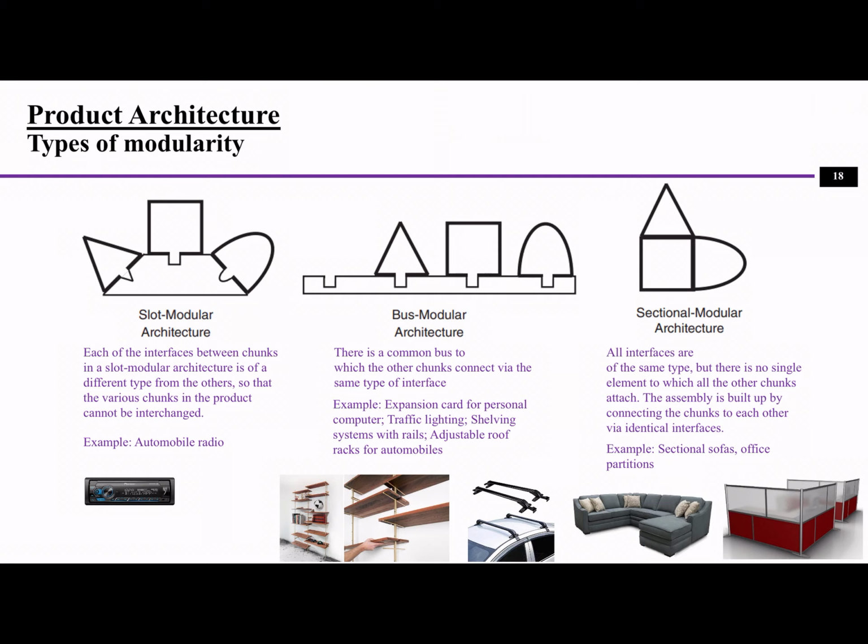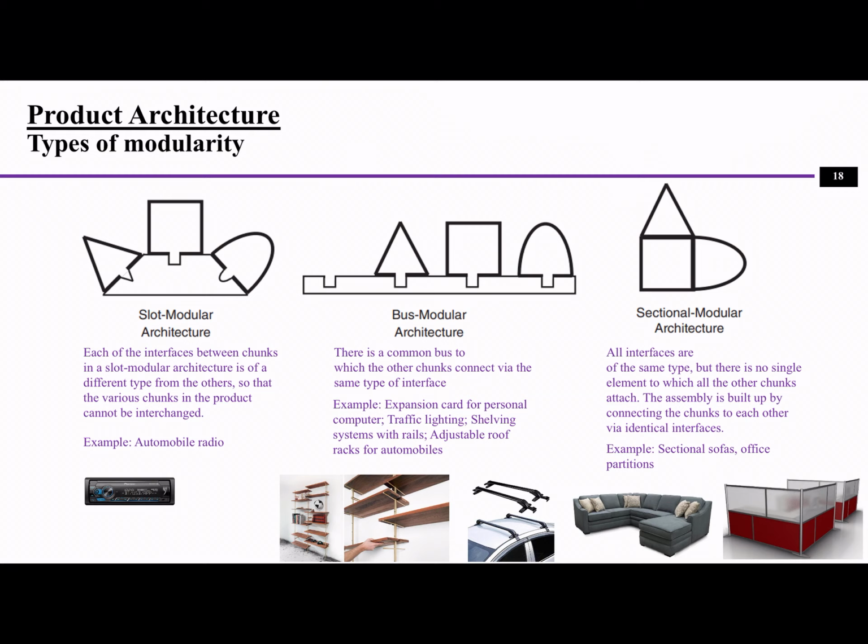Another one is a bus modular architecture. Bus modular architecture means there's a common bus or a common physical component to which other chunks connect via the same type of interface. You can see this picture. Some examples are track lighting, shelving systems with rails, and also the roof racks of cars. You can slide things on it, and so that's more bus modular architecture.